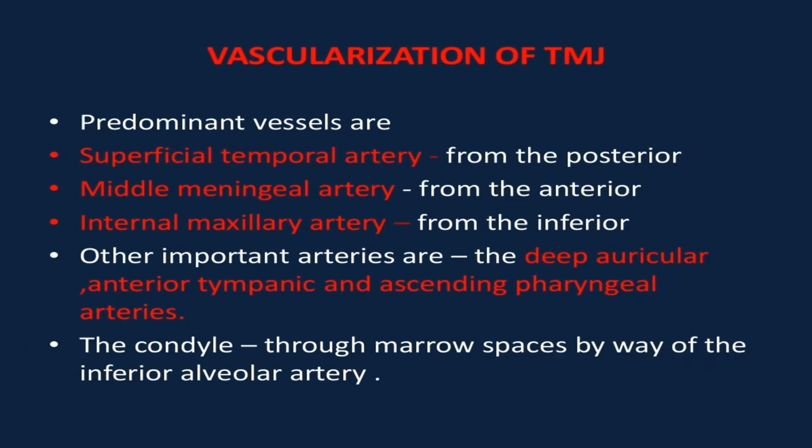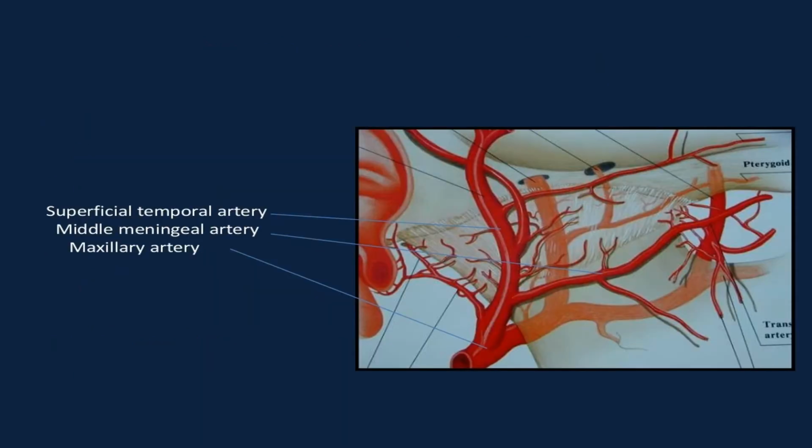Vascularization of TMJ. Predominant vessels are the superficial temporal artery, from the posterior; the middle meningeal artery, from the anterior; and the internal maxillary artery, from the inferior. Other important arteries are the deep auricular, anterior tympanic, and ascending pharyngeal arteries. The condyle is supplied through marrow spaces by way of the inferior alveolar artery. Superficial temporal artery, middle meningeal artery, maxillary artery.